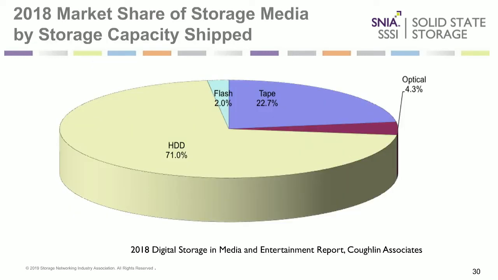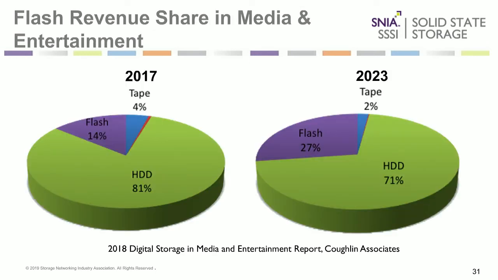And looking at the types of storage capacity overall in 2018, hard disk drives are about 71%, the majority. Tape is at 22.7%. So, Alex, tape is still a pretty strong component, especially when you get that archiving activity in there. Followed by flash at 4.3%, optical at 4.3%, and flash at 2%. Now, let's look at the flash in particular.